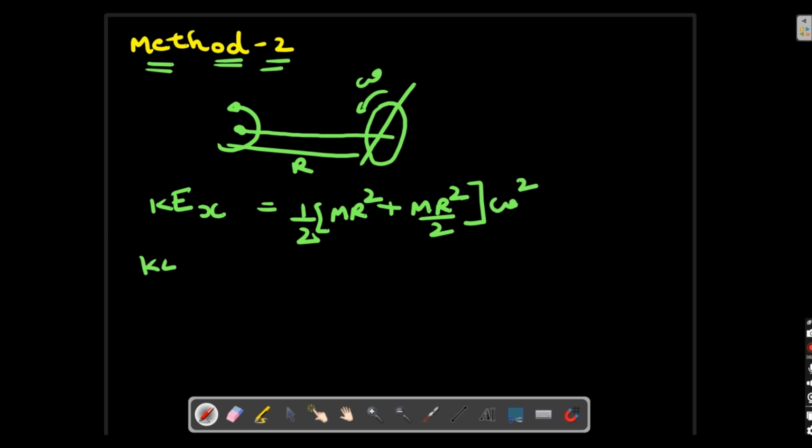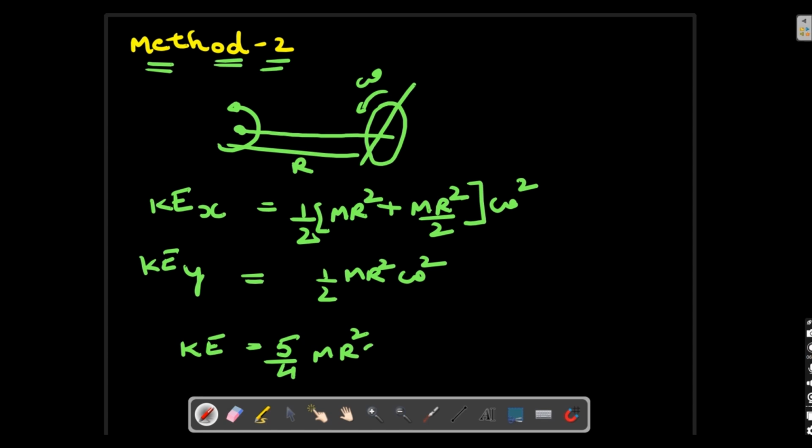And I'll say kinetic energy around y, that is nothing but half I, that is m r square into omega square. If I take the total kinetic energy, that is x plus y, that again results in 5 by 4 times of m r square omega square. This is simply multi-axis rotation.